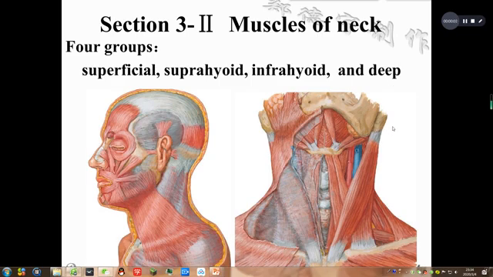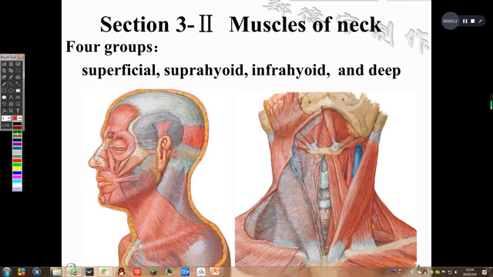Welcome back. Let's continue to introduce the second part, the muscles of head and neck. The second part, the muscles of neck. The muscles of neck consist of three groups.